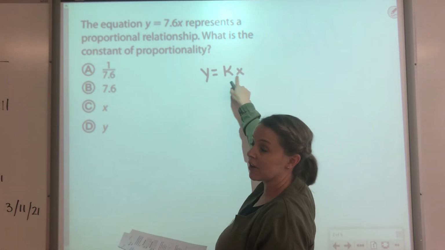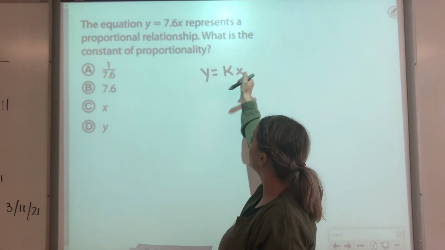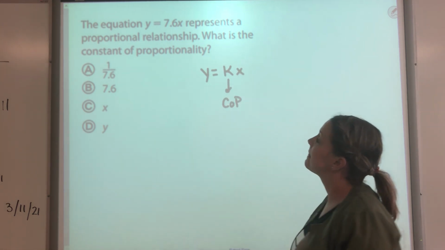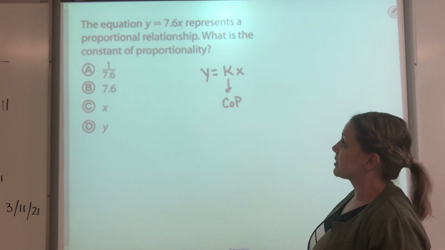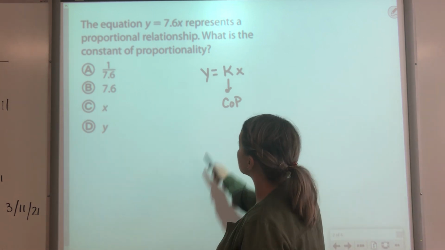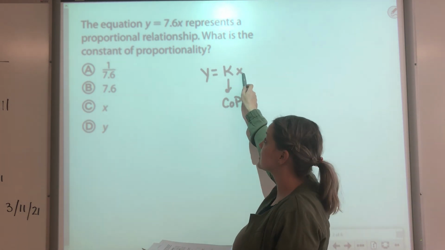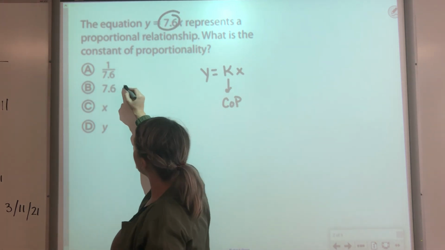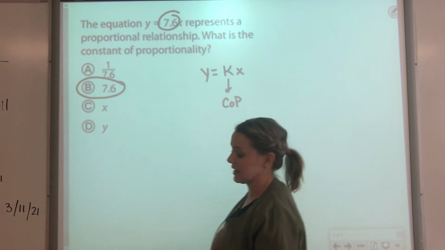X is your independent variable, y is your dependent variable, and then your k is your constant of proportionality. So when it asks what is the constant of proportionality, you need to look for the coefficient of x. The coefficient of x is 7.6, so that means that the correct answer to this one is letter B.